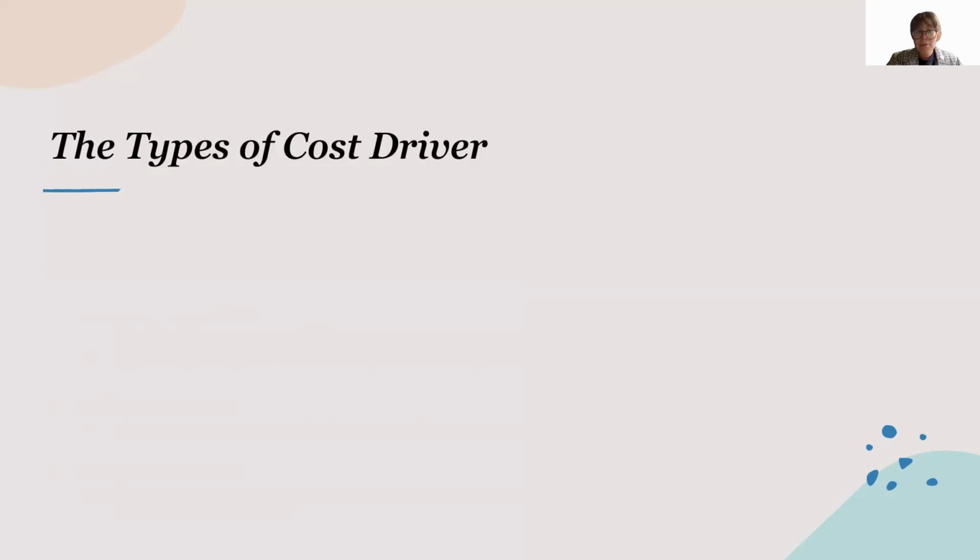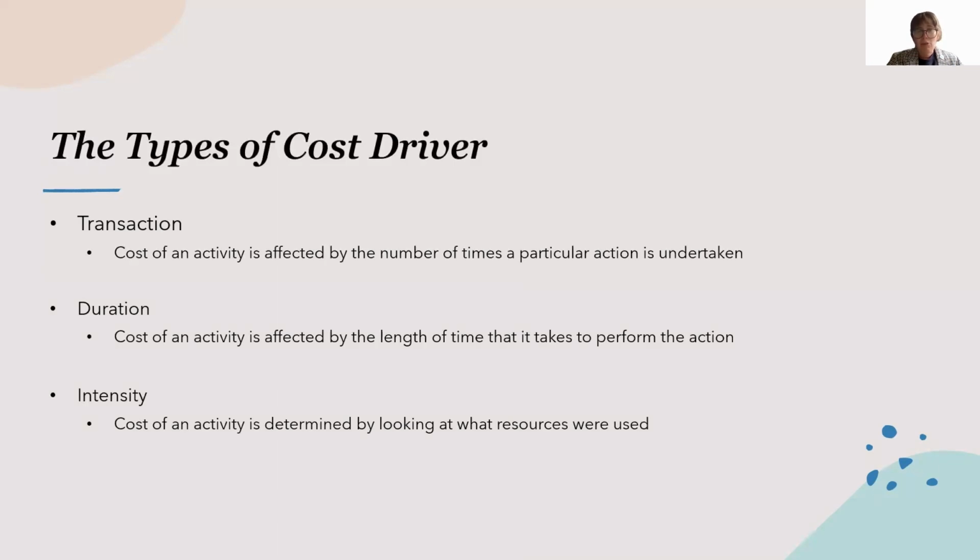There are different types of cost driver. So we have our transaction, our duration, and our intensity. With transaction, the cost of an activity is going to be affected by the number of times a particular action will be undertaken. Duration is affected by the length of time it takes to perform an action. And intensity is determined by looking at what resources were used.